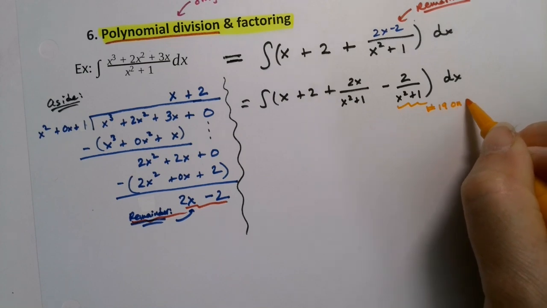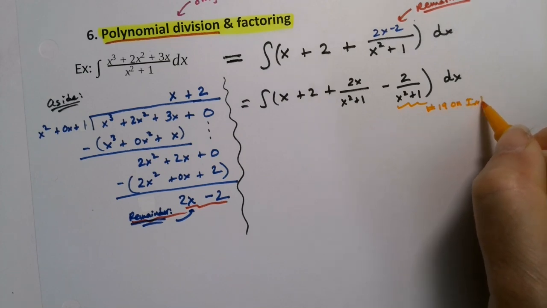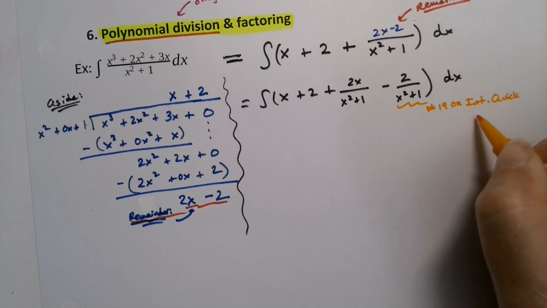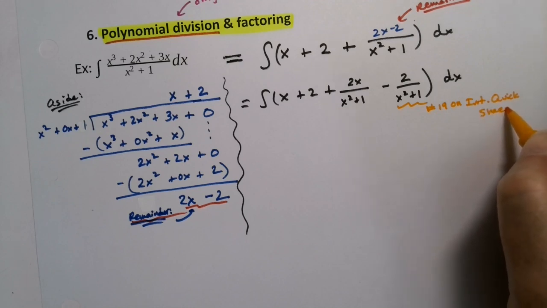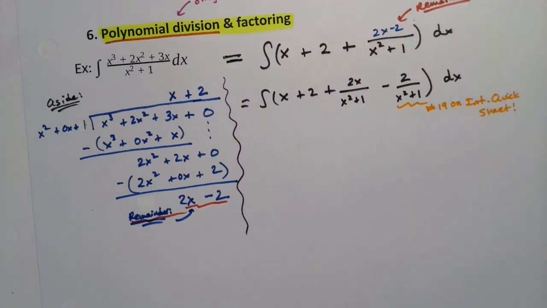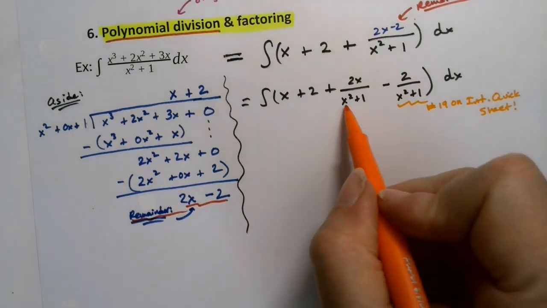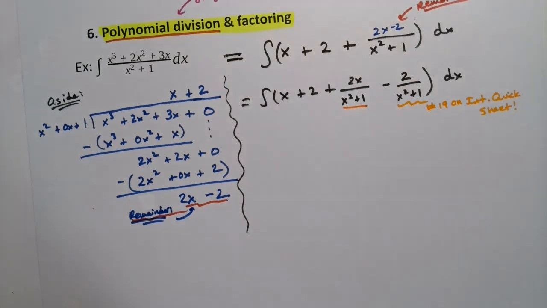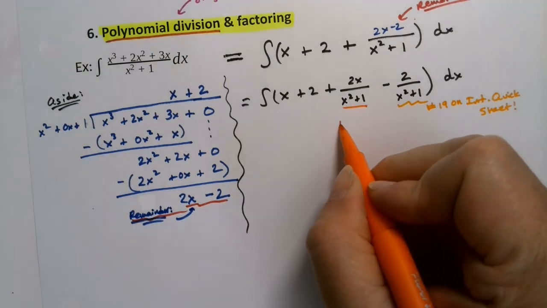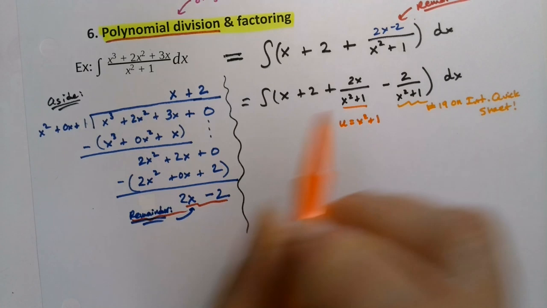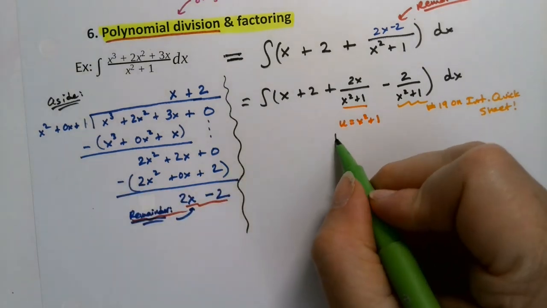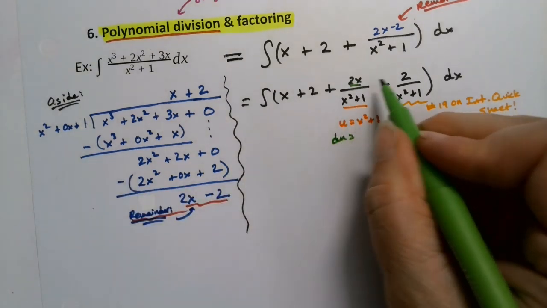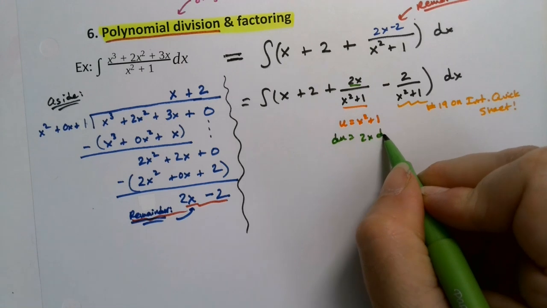It's the quick integral sheet. All right, so then I'm doing great, except for this term right here. This one's going to need a u sub. I'm going to need u to be x squared plus 1. I'm going to need the du to be, oh, look at that. It's 2x dx. Well, that's convenient.